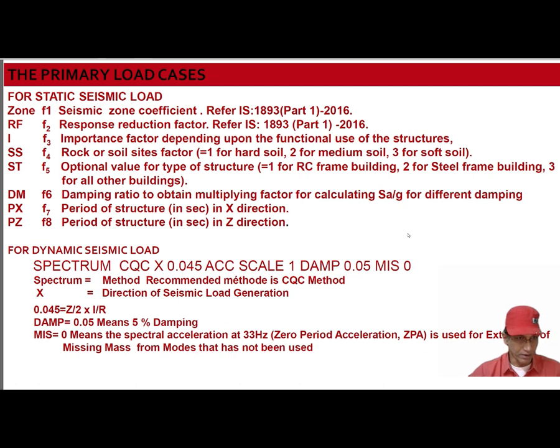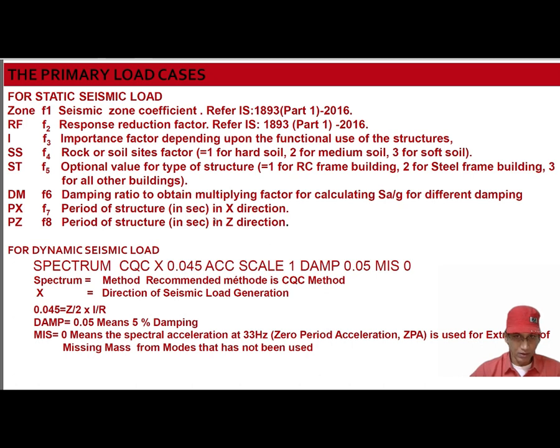For STAAD Pro, there are certain parameters which have to be supplied for static seismic load. So we have to supply the zone factor, then response reduction factor, then importance factor, rock or soil site factor, then type of structure, damping value, and period of structure in x direction and period of structure in z direction. Now, if we do not supply the period of structure in x and or z direction, STAAD will calculate it on its own depending on the height of the structure. But we should not let STAAD calculate this on its own.